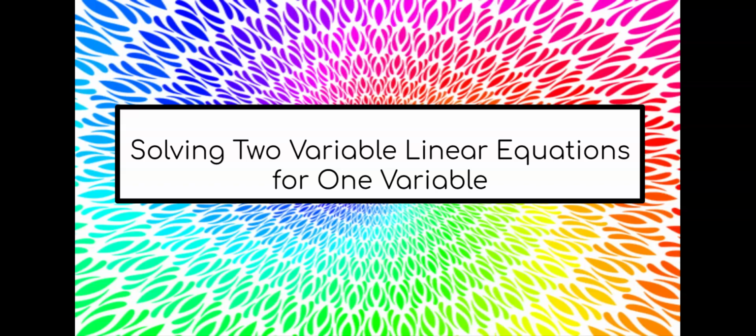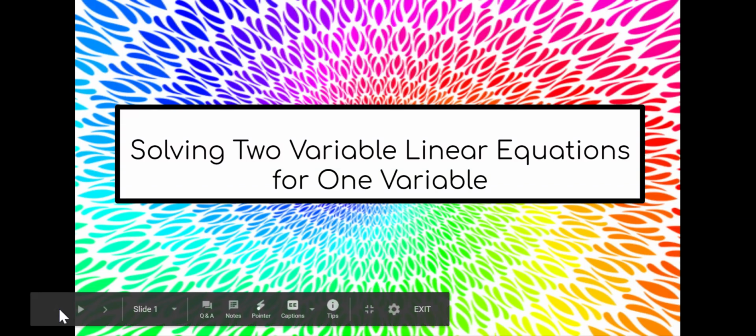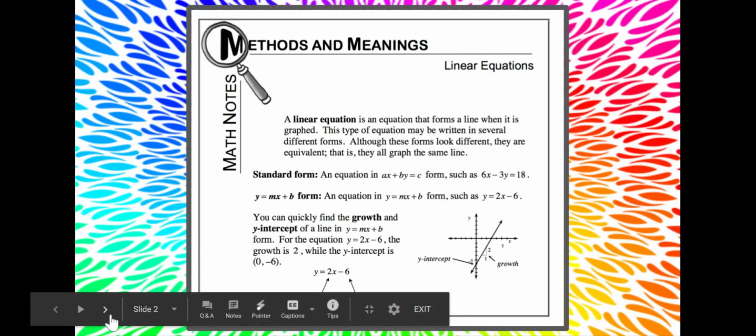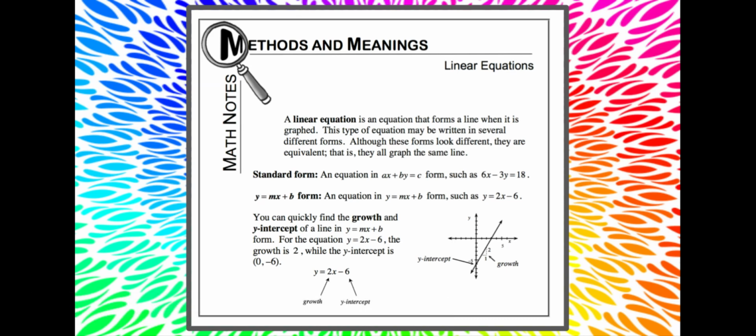This video is a tutorial on solving two variable linear equations for one variable. A linear equation is an equation that can form a line when put on a coordinate plane or graphed. This type of equation can be written in a couple different ways: standard form, which is ax plus by equals c, or y equals mx plus b form, an equation that we have been working on in chapter 3 and 4.